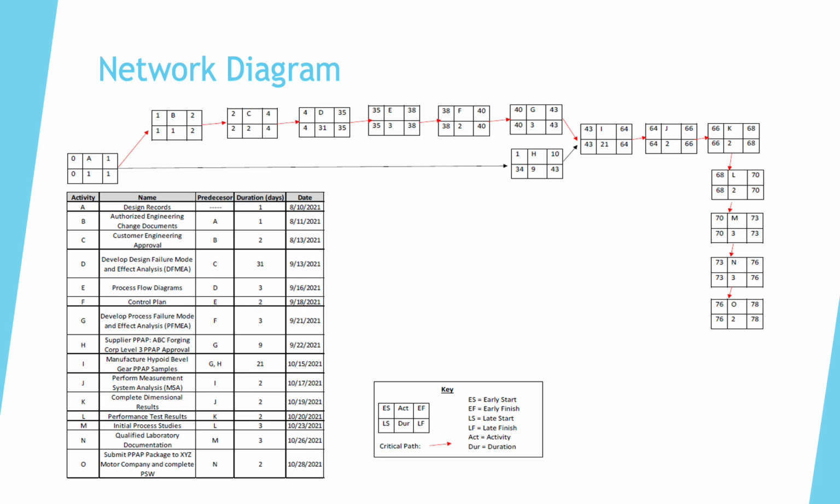By completing the network diagram, it is clear to the team that the critical path lies within our process to complete the testing, gather all the testing data, and compile all the PPAP documentation.